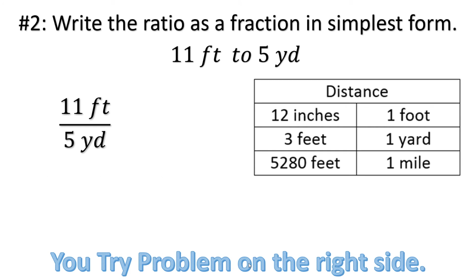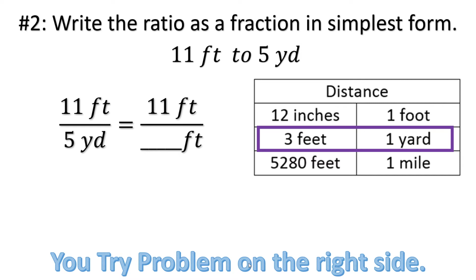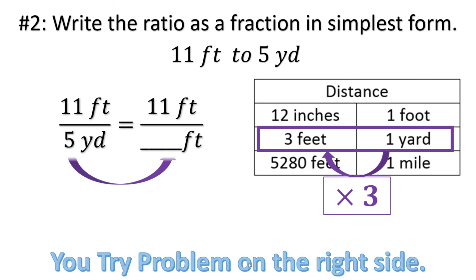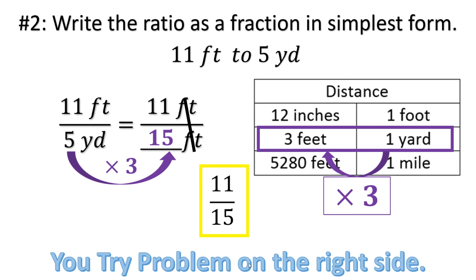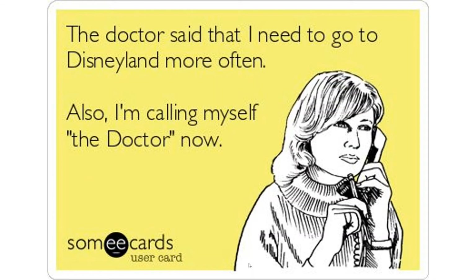The conversion of yards to feet would be 3 feet per 1 yard. So we're keeping this feet, and then we're multiplying by 3 to go from 1 to 3 feet. So times 3, and we'll get 15 feet. The feet will cancel out because they're now the same, and 11 is prime, and they don't have any common factors, so it's already in simplest form after we've done the conversion. This is just for fun based on the you try.